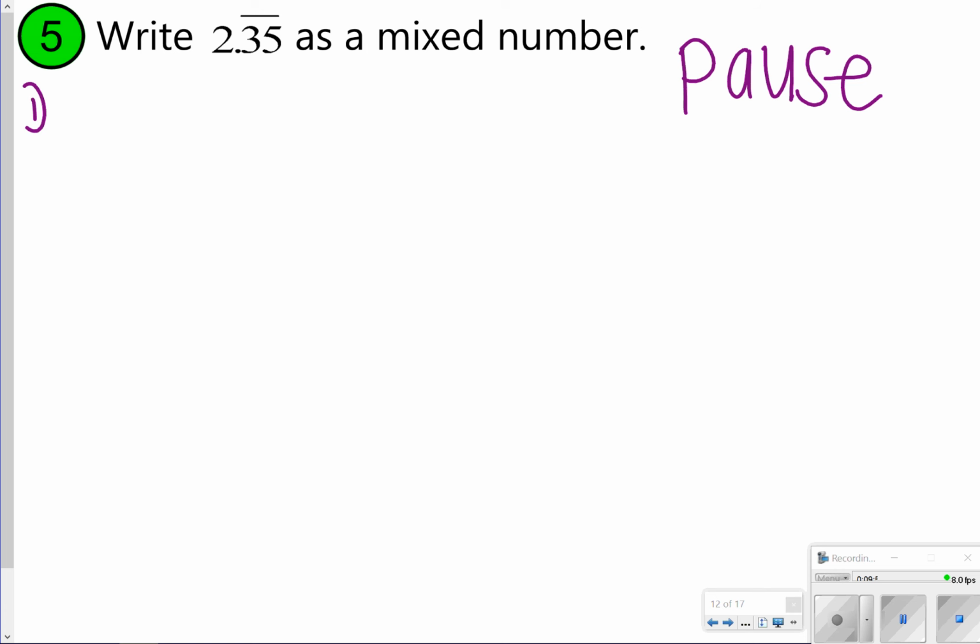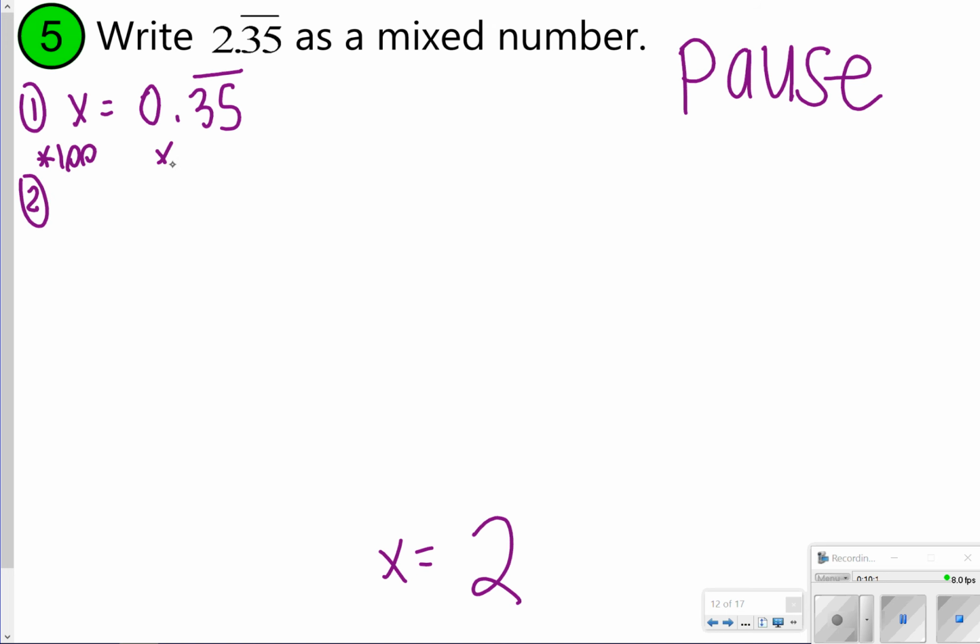Alright, so step 1, writing the original problem. I'm going to write x is equal to 0.35 repeating, and I am going to remember to write my whole number this time. So I went ahead and just wrote my answer down here at the bottom. Step 2, multiplying each side by 100, because I have 2 repeating decimals. So I'll get 100x is equal to 35.35 repeating.